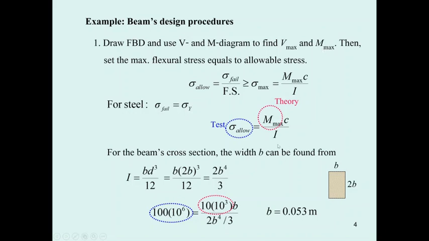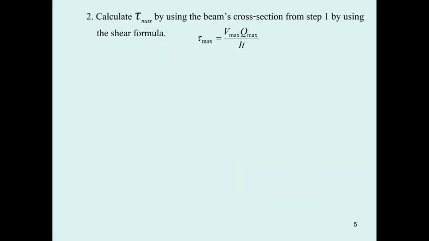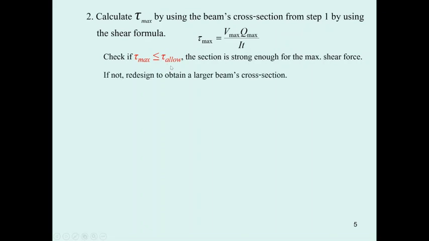Okay, that means what? That means you do the test, right? And then you check for the Vmax. Okay, the obtained section must have the tau max that's less than the tau allowable. Again, tau allowable comes from the test. If not, you have to redesign the beam and get a larger section.